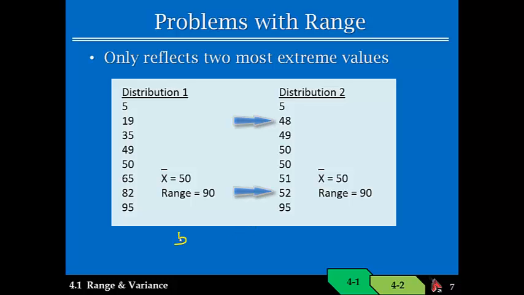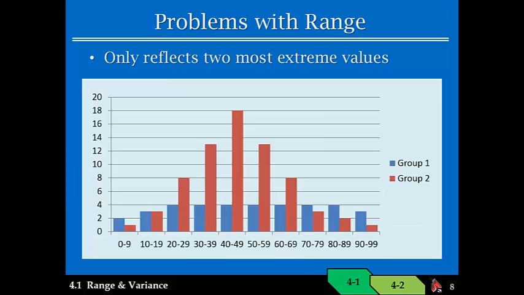So if we took 52 minus 48, our new range would be 4. This is very different from a range of 90. So as a result, range is very susceptible and skewed in that sense by extreme values. Here's a different way of illustrating this same problem.